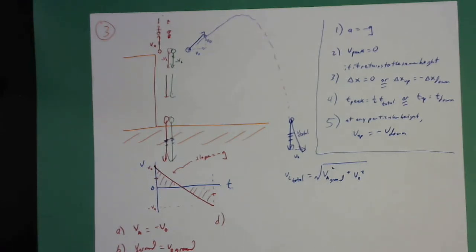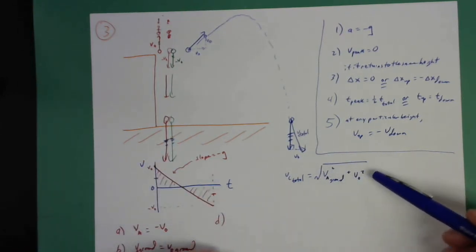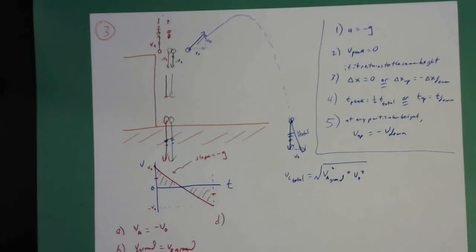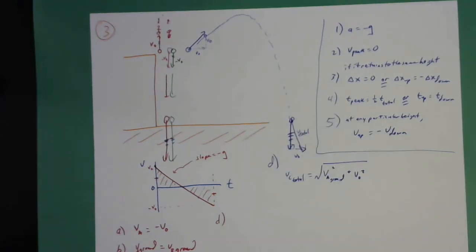And let's see here. So that's how it compares to the final velocity of A. It's just VA ground, and this is going to be the square root of VA ground squared plus V naught squared. Okay, let's see here. What else we got? That's it. That's part D. That's the end of that problem.